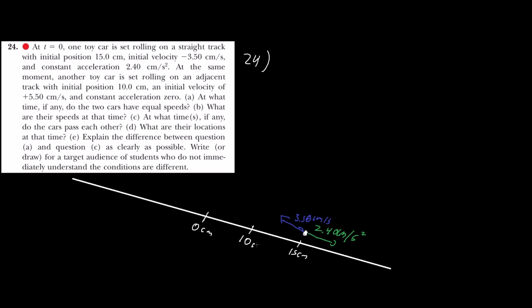At the same time, another object is at 10 centimeters, and it has an initial velocity of 5.50 centimeters per second. Let's write that down. Centimeters per second. And it has a constant acceleration of 0, so it means that it's just going to travel at a constant velocity. At what time, if any, do the cars have equal speeds?